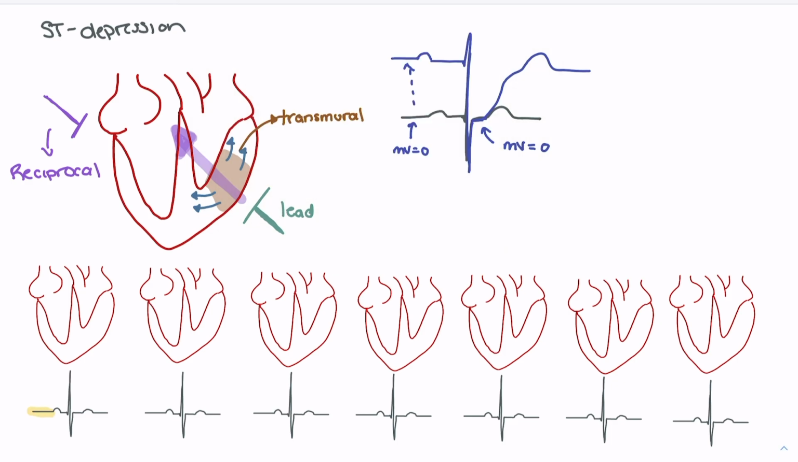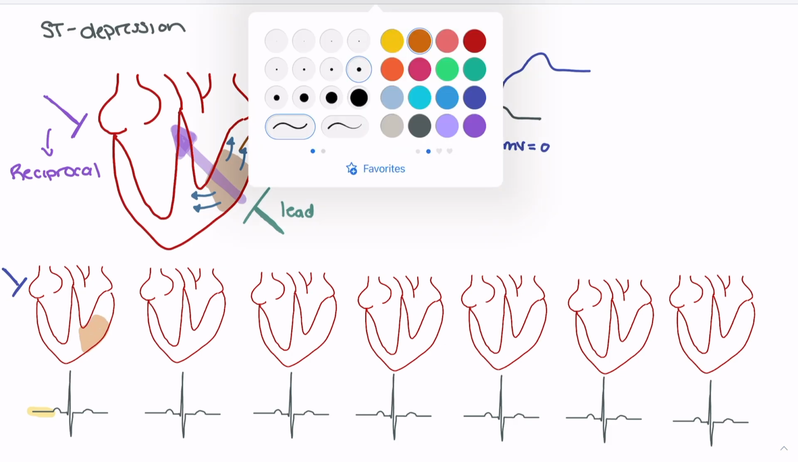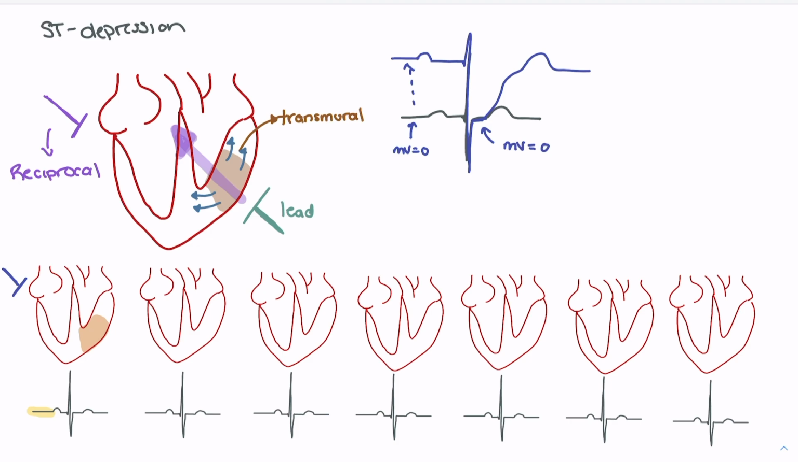Now we're looking at the opposing lead. So let's draw our lead up here. This is our reciprocal lead of someone having a transmural infarction. We'll draw on our infarcted area, or infarcted tissue, as well. So we know we have infarcted tissue here, and we know that that infarcted tissue has an injury potential that is flowing away from the infarcted tissue.